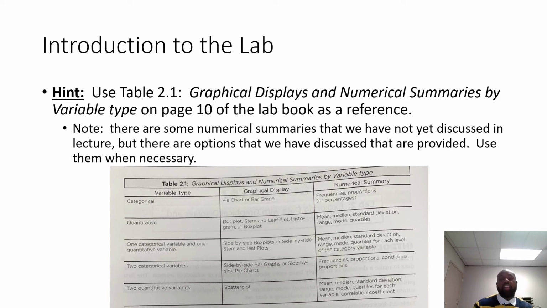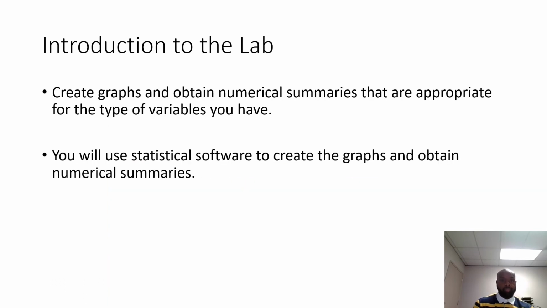In the second column of that table, you have the graphical displays. These are some of the appropriate graphs that are useful when you have that variable type. And then you have a numerical summary. These are the numbers that we would use in order to categorize or say something about that variable. You're going to reference this chart, and it's going to allow you to create the appropriate graph as well as the appropriate numerical summary whenever you get to your lab.